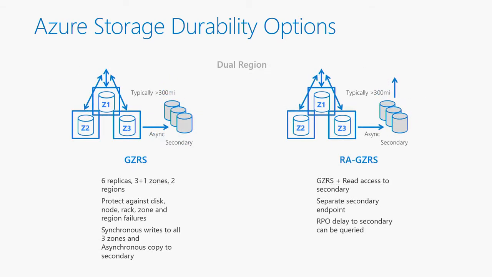And then within the last year, we also launched GZRS and RAGZRS. So these are in public preview right now. GZRS is geo-redundant zone replicated storage. So your primary is taking advantage of ZRS, where you have your 3 replicas stored against 3 different zones, protected against node, rack, and zone failure because they have separate cooling, power, and hardware. And RAGZRS is of course, secondary on the reads.